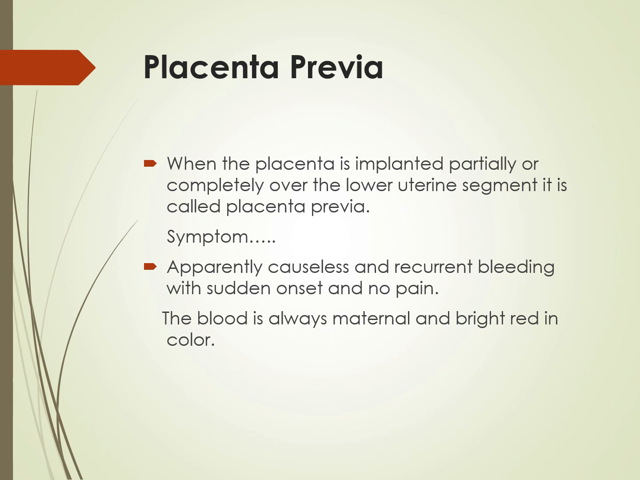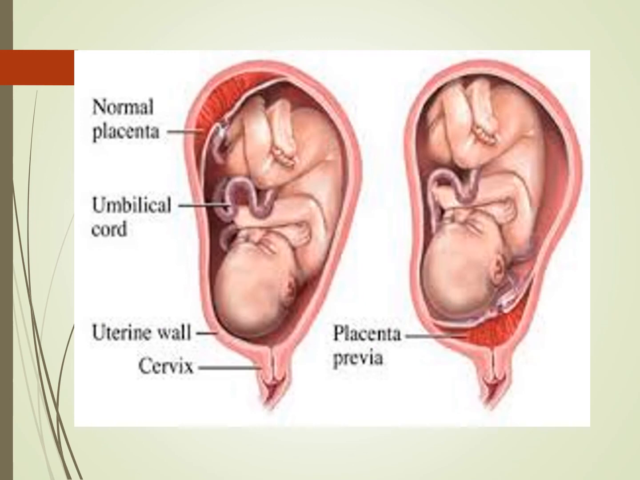So, placenta previa can be one of the reasons for hemorrhage after 28 weeks before the baby is born. But at the same time, it is life-threatening to the baby. This will give you an idea of the normal location of the placenta. As you can see, it is somewhere in the upper part of the uterus, and the baby is attached to the placenta with the umbilical cord.